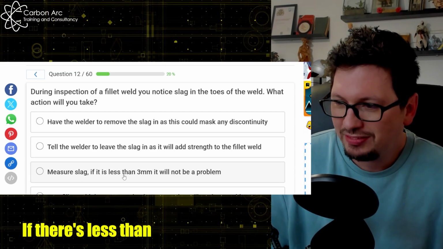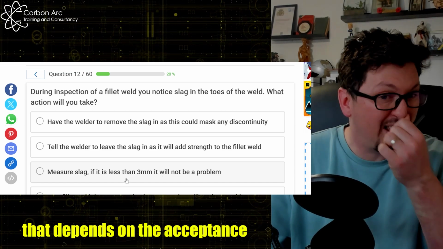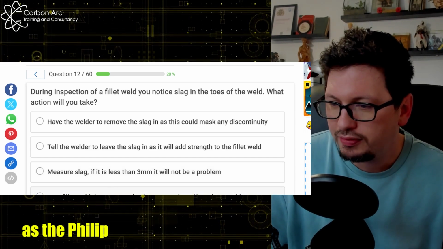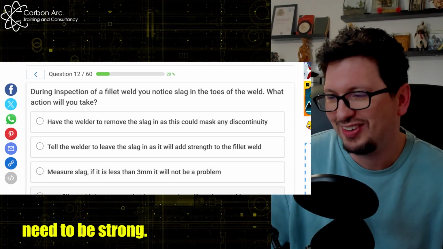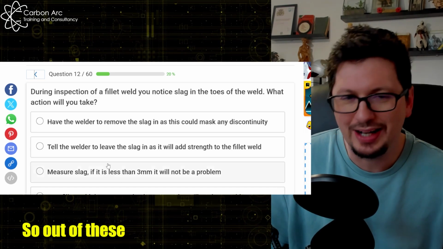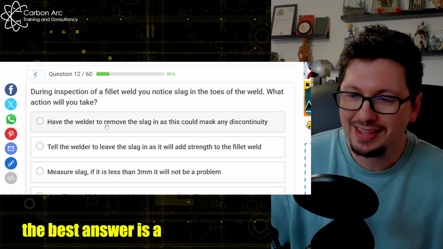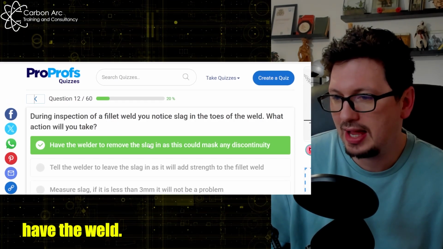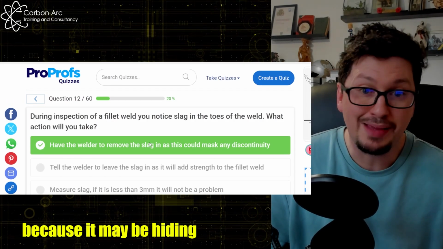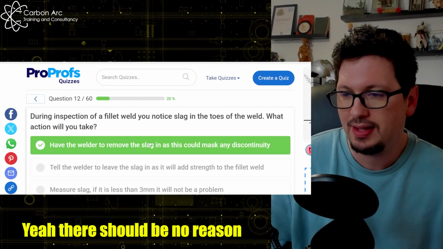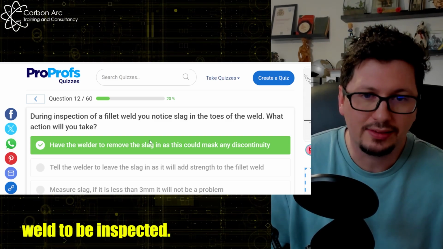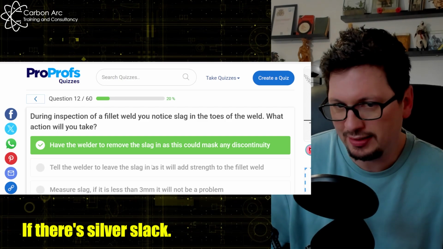Measure the slag if it's less than 3 millimeters. Well, that depends on the acceptance criteria we're using. As the fillet weld does not need to be strong, the slag is not a problem, right? So out of these, the best answer is A. Have the welder remove it, because it may be hiding something underneath. There should be no reason why a welder is submitting welds to be inspected if they've still got slag on it.